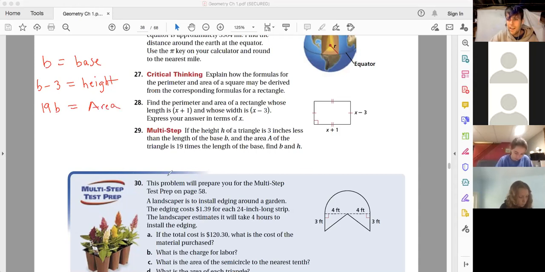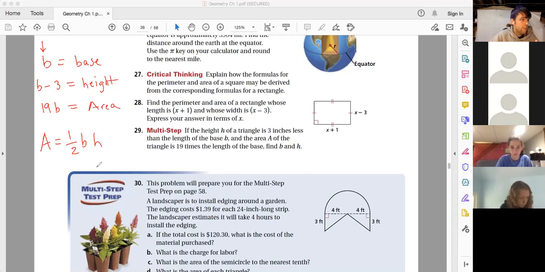So I'm defining some variables here that I can use. Notice that I'm only using a single variable. I'm only using the base. That's important, so that when I plug all of this into my formula, I'm only going to end up having one variable. My only variable here is going to be b.